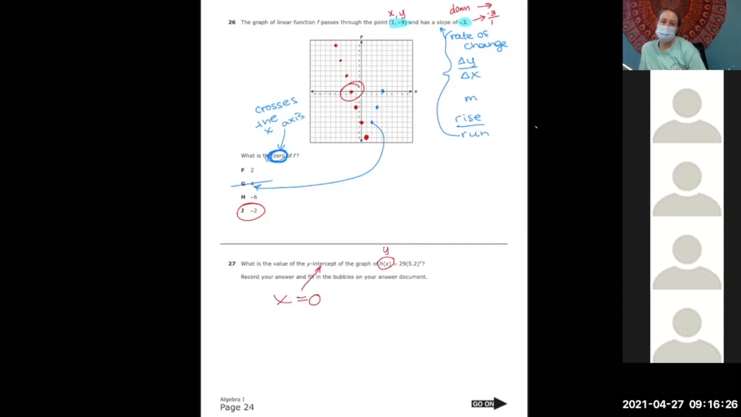So what we're going to do is plug in 0 for x. So that would be 29 times 5.2, oops, not 5.9, to the 0 power. You could plug that into the calculator, or you could know that everything to the 0 power equals 1. So it would be 29 times 1, which is just 29. And that's your answer.